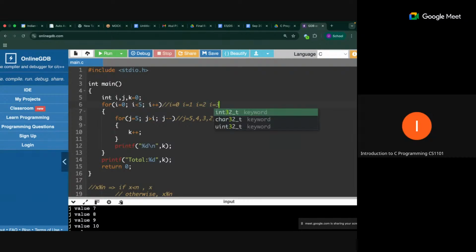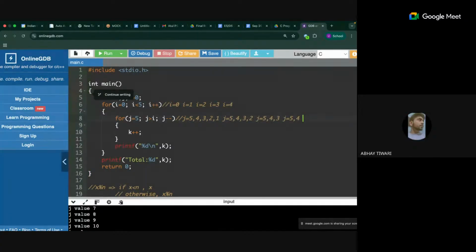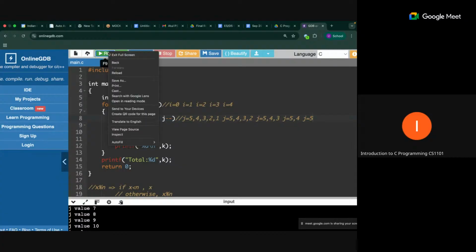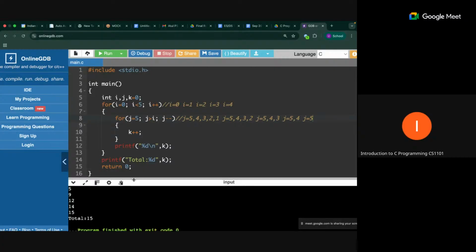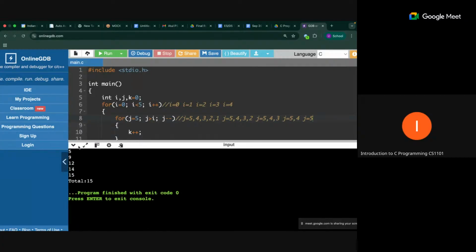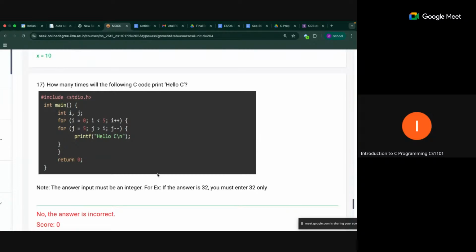Then similarly, i is equal to 3, then j works for only 2 times, 5 and 4. When i is equal to 4, only one time, 5. So in total, 15 times. Can you see? First is 5, next plus 4 is 9 times, next plus 3 is 12 times, plus 2 is 14, plus 1 is 15. So totally this loop runs for 15 times. Is that clear?